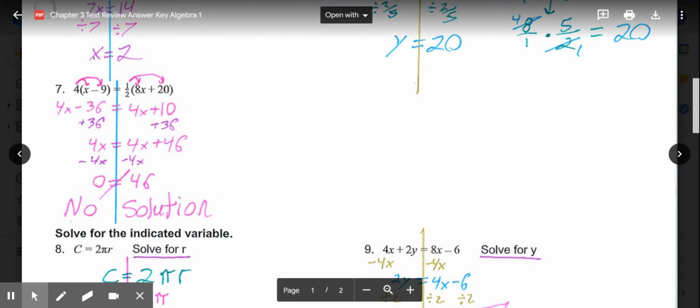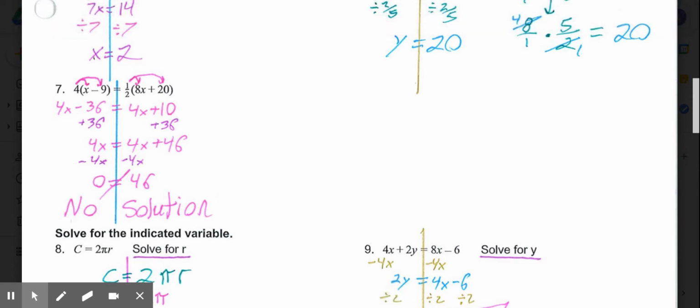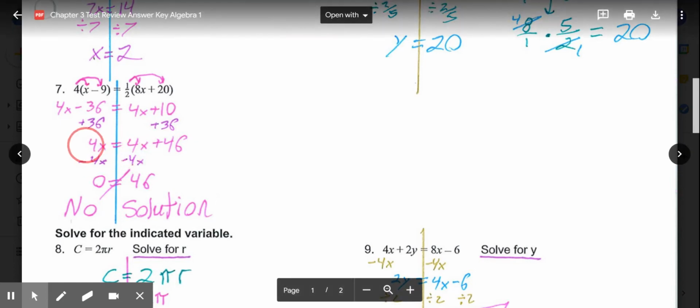Now, I want to start to get the variable alone. So in this case, I added the 36 to each side. So I'm left with 4x equals 4x plus 46. In this case, if we subtract 4x from both sides, because there's a positive 4x, we're left with 0 on the left and 46 on the right, because the variable completely canceled.